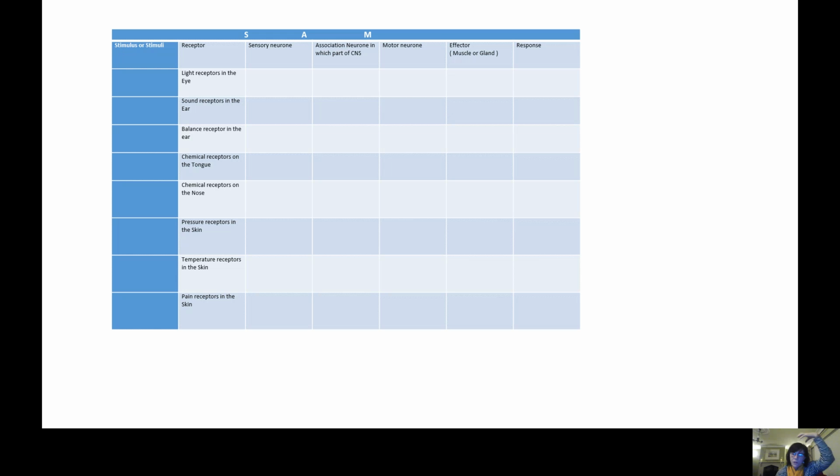Which part is it? Well, if you're doing the dust in your eye, it's above your neck, so it goes to your eyelids and you blink. So brain here, motor neuron, your eyelid, the muscles in your eyelids for effector, response as you blink.